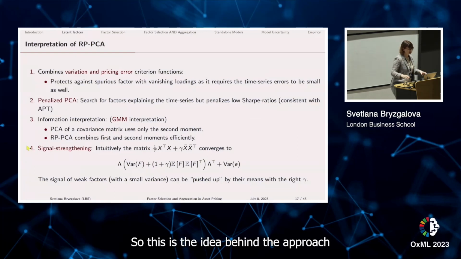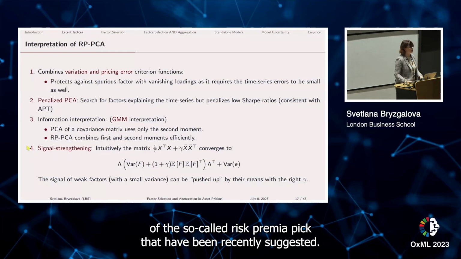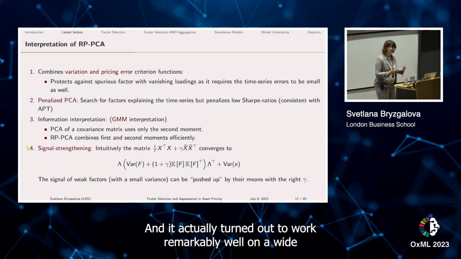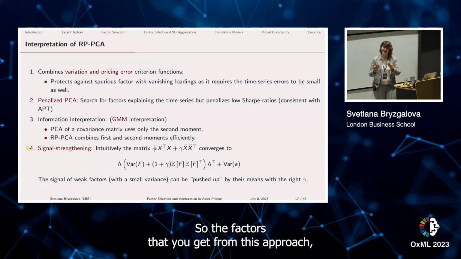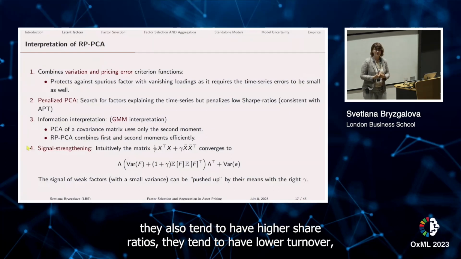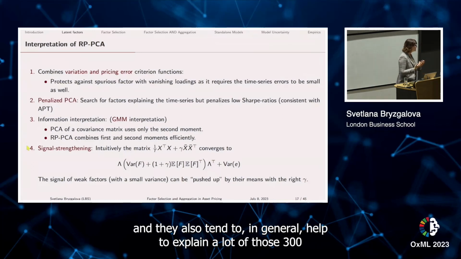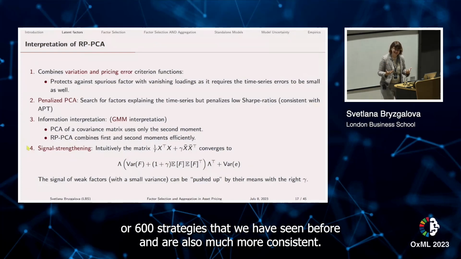So this is the idea behind the approach of the so-called risk premia PCA that has been recently suggested, and it actually turned out to work remarkably well on a wide set of cross-sectional assets. So the factors that you get from this approach also tend to have higher Sharpe ratios, they tend to have lower turnover, and they also tend, in general, to help explain a lot of those 300 or 600 strategies that we have seen before in a much more consistent way.